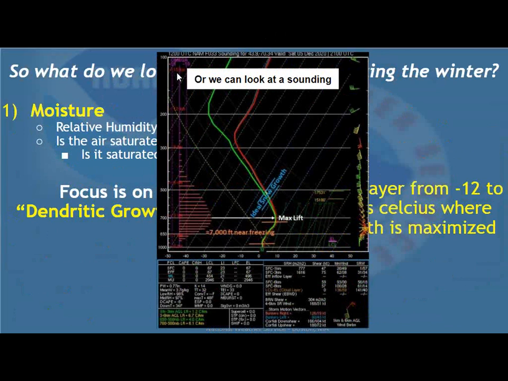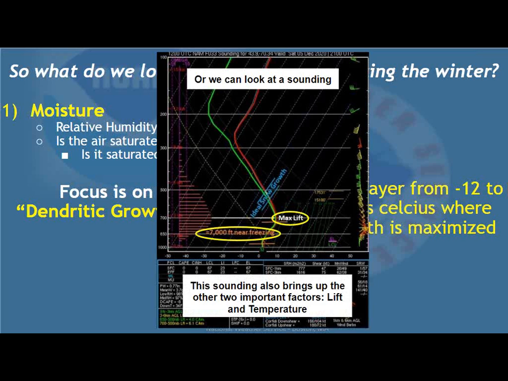You can also look at it on a model sounding. So this is showing the sounding. The blue highlights the ideal snow growth region. And you see those lines are basically touching. So we have saturation within the dendritic growth zone. So that's good. Now, this also leads us to a few other things that we need, which is the lift and the temperature. So we'll move on to temperature next, I think.